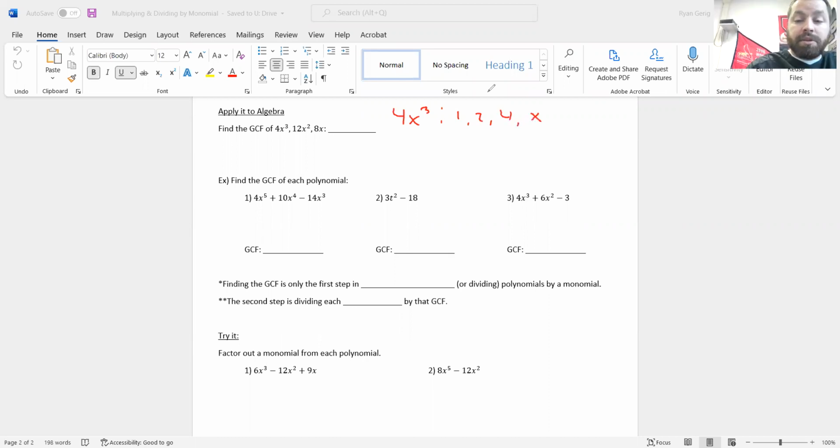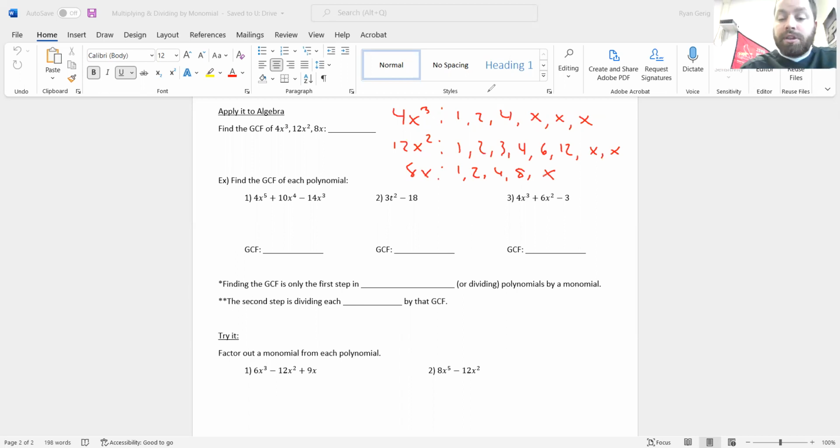And then there's 3 x's. I'm just going to write 3 x's out. 1, 2, 3. Now I'm going to do 12x to the 2nd. Okay. 1, 2, 3, 4, 6, and 12, and then 2 x's, right? Not 3 this time. Last one is just 8x. What do these have in common? 1, 2, 4, 8, and then 1x.